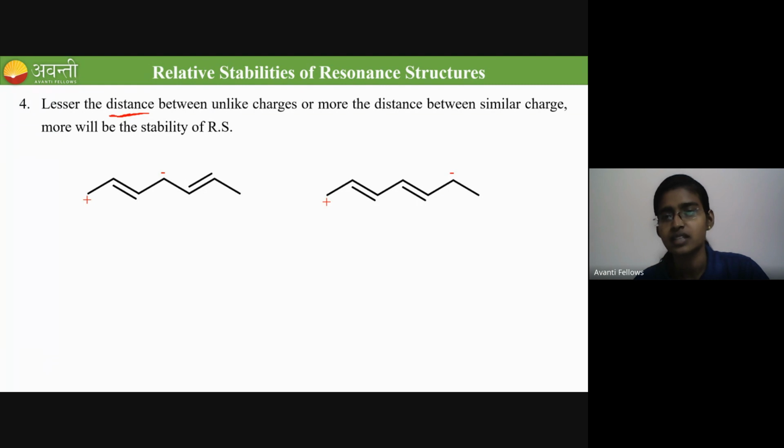Can you give me the answer? Yes, good. Compound 1 is more stable because, with unlike charges, the distance should be very less, right? So here the distance is very less, whereas here the distance is very high. So the first compound is more stable. Got it?